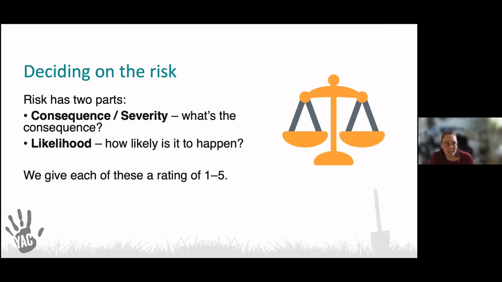When we're deciding on the risk, we've already talked a little bit about this. The risk has these two parts. It has consequence and likelihood. So what is the consequence? If it happens, what is the worst that can happen? And then the likelihood, how likely is it to happen? And we've given these a rating of 1 to 5.